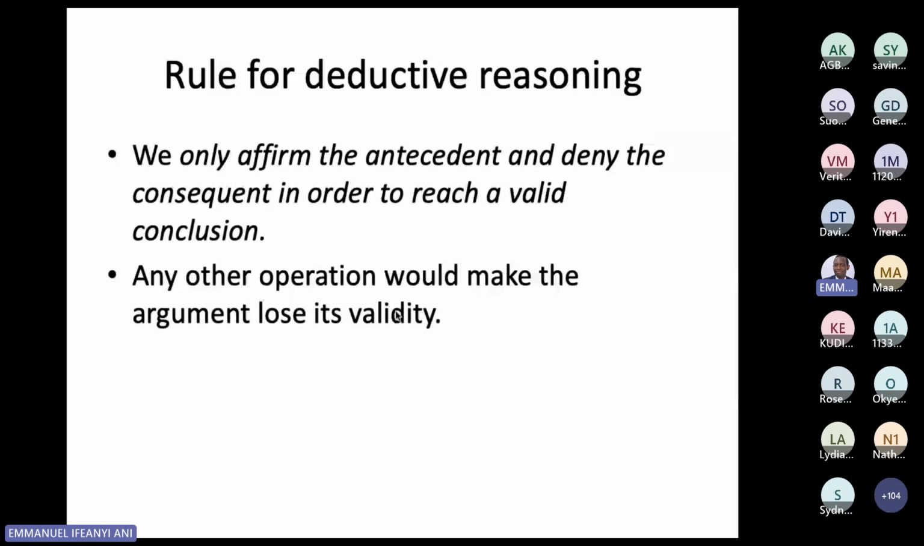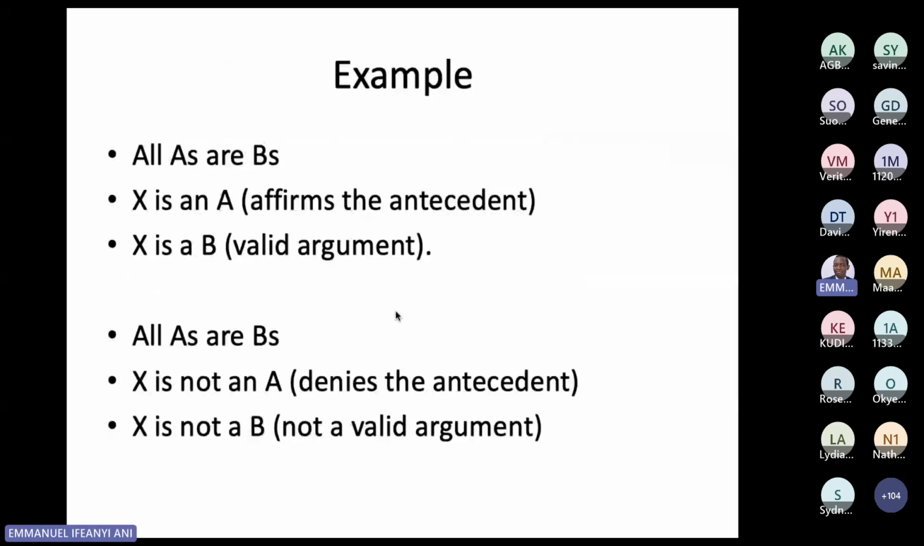Now, why is it so? Since this is a rule for deductive reasoning, we can now ask ourselves why the second argument is wrong and the first argument is correct. So what we have done is to come up with a technicality. Now, this is a technicality.